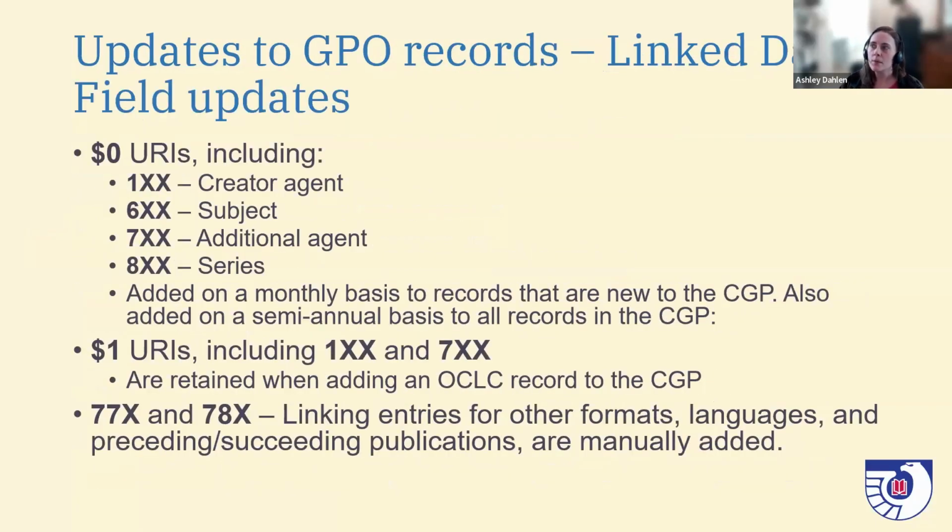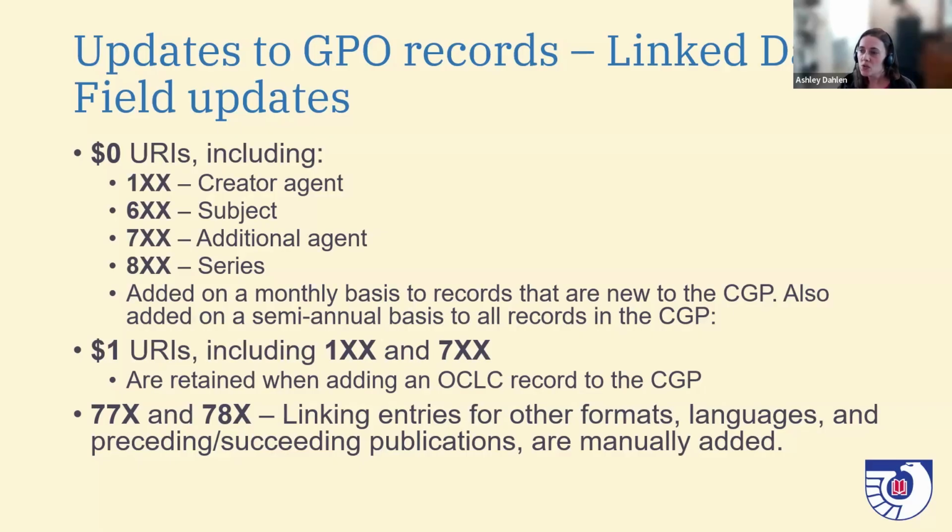We also do updates with regards to linked data. And this is kind of a, you either love them or you hate them, is what I'm picking up on when I talk with libraries, in particular URIs or Uniform Resource Identifiers. There's a subfield 0 field for URIs in the 1, 6, 7, and 8XX MARC fields. We add URIs on a monthly basis to the records that are new to the CGP, and we add them on a semi-annual basis to all records in the CGP.